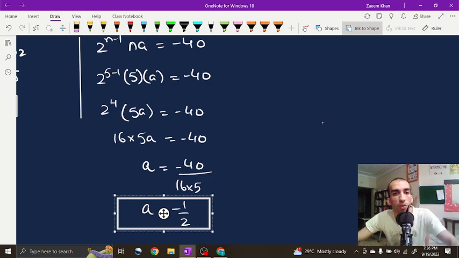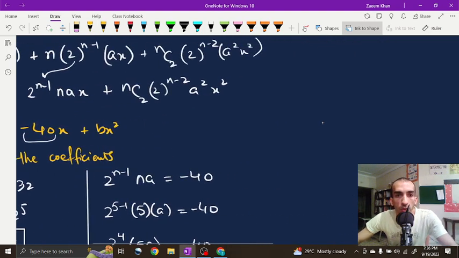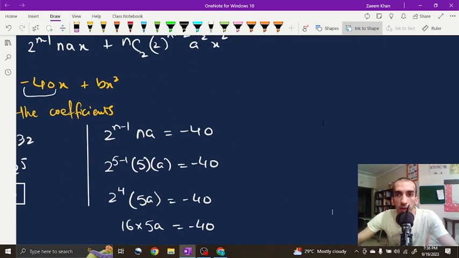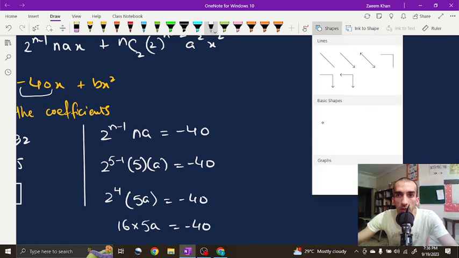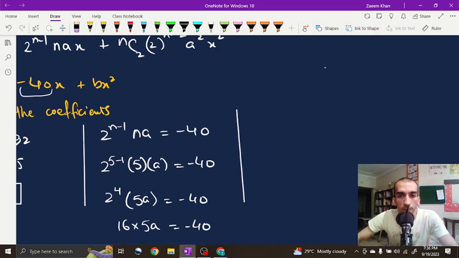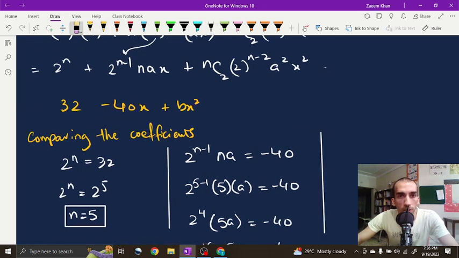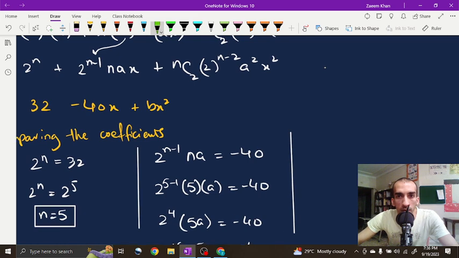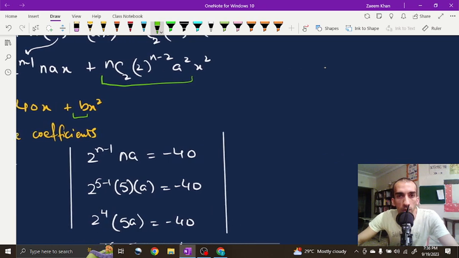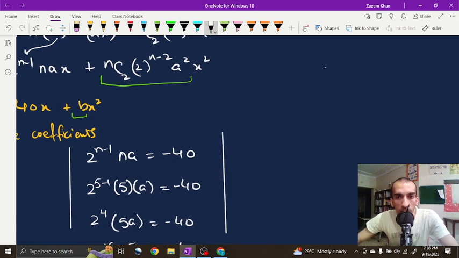We have the value of n. What do we do now? Draw another line and solve for the third part, which is asking us to find the value of b. Now to see the coefficient of b, I put brackets around it. The coefficient of x squared here is this, and here the coefficient of x squared is just b. We can write them equal to each other. We've got nC2, 2 raised to the power of n minus 2, a square is equal to b.